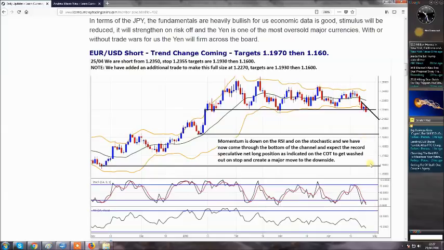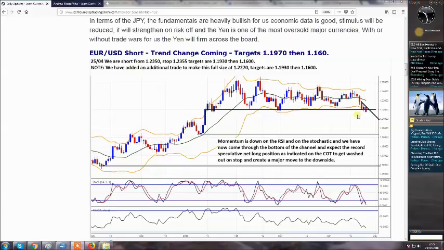Now you can't do that just by looking at the chart, because you don't know what the big players are doing behind the chart, but you do if you know the COT. You know there's a record net long speculative position, and you can see the market is just losing momentum and has broken out. So I've got the feeling stops are clustered somewhere here.